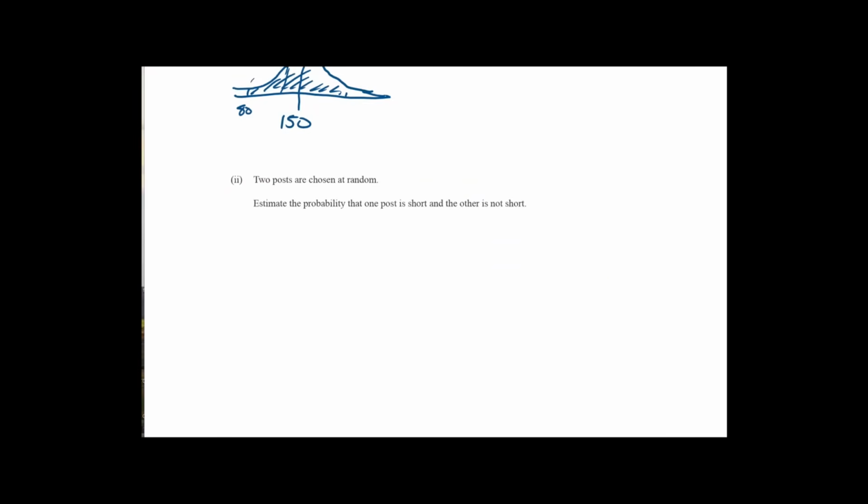Next question tells us that 2 posts are chosen at random, and estimate the probability that one post is short and the other is not short. So this is a binomial distribution. It's binomial because there are two outcomes. The events are the opposite of conditional. They're independent. And there is a known number of trials. So there are two trials.